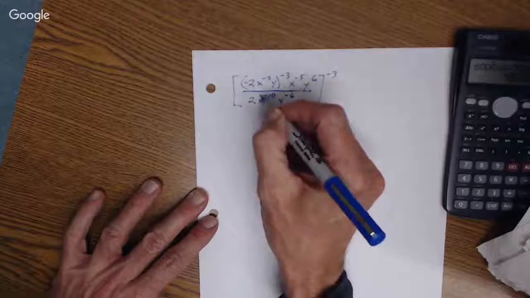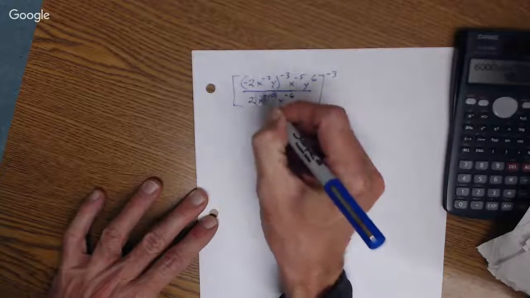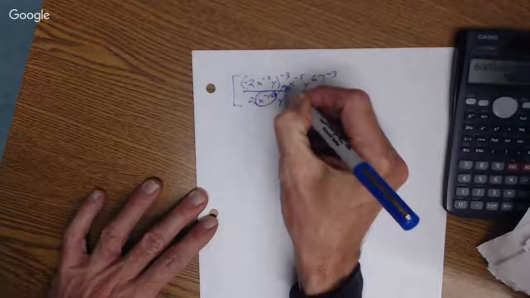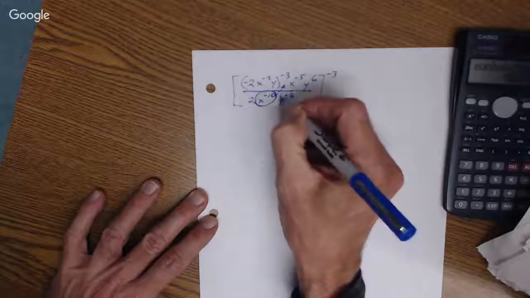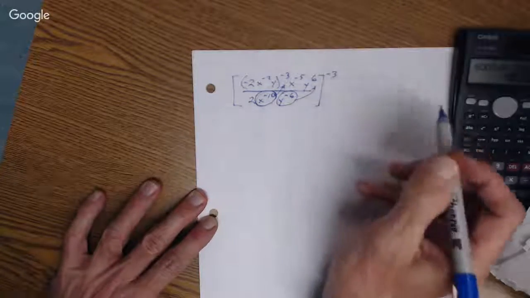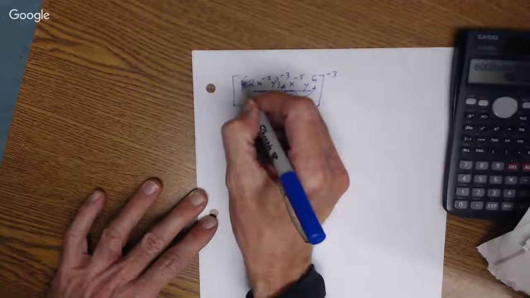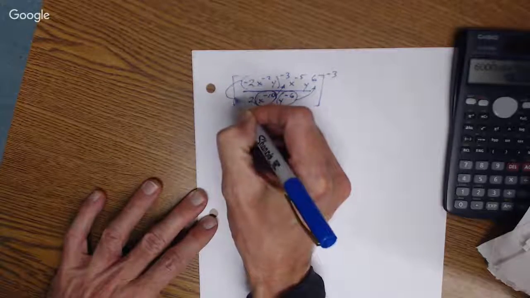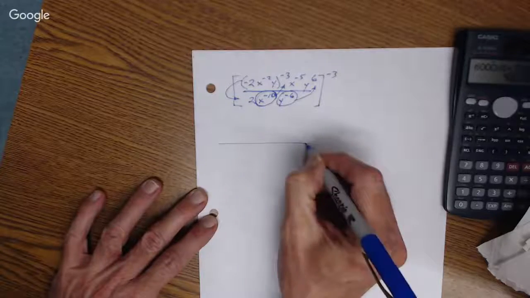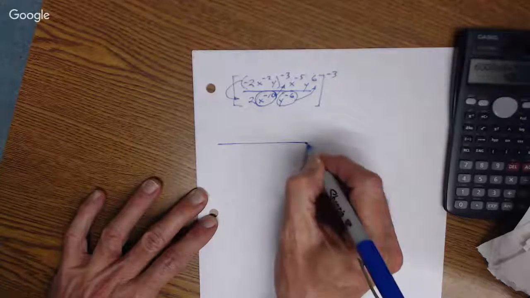So what I would do is I look at this and I say, well, let's see. I can take this x to the negative 10 here on the bottom and move that to the top. I can take this y to the negative 6 here on the bottom and move it up to the top. And I can take this whole parentheses here on the top and move it to the bottom. So I think right away I would rewrite this like this.